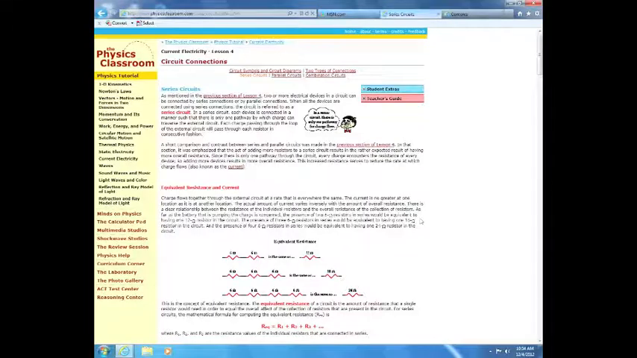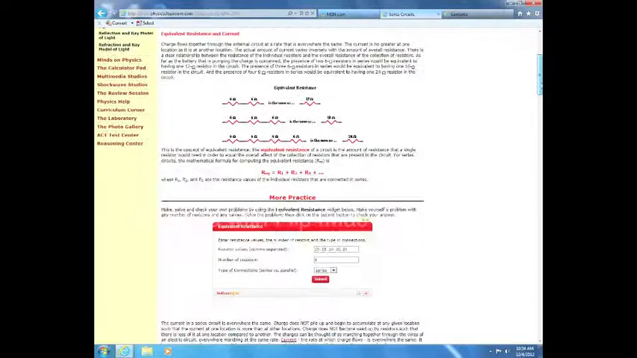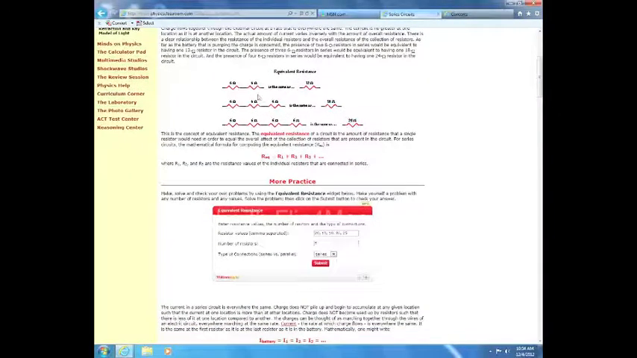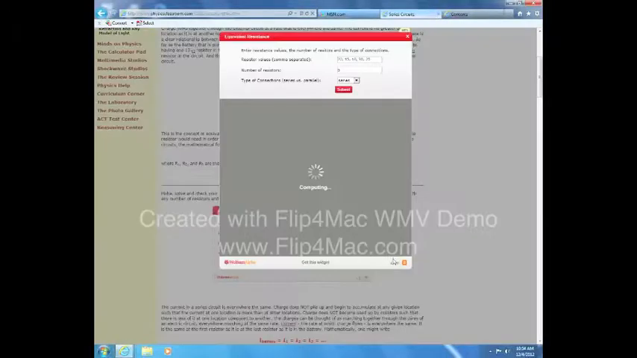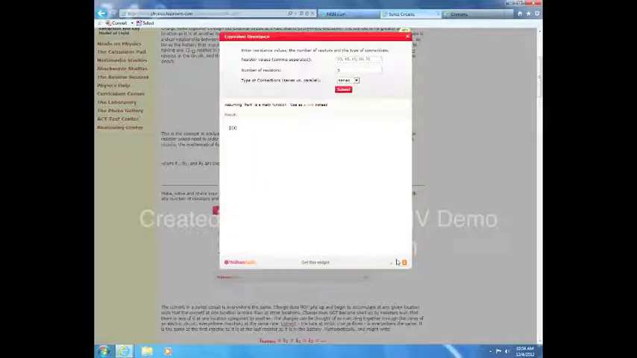Here we have the screen for The Physics Classroom, circuit connections. We have the resistors in series. And for the equivalent resistor, you add them up. And then if you want to know what that number is, you insert those in the boxes and click to see what your result is. For this one, the answer is 100.